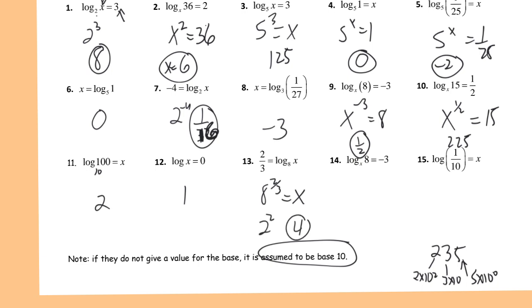Okay, and then next one, x to the negative 3rd is 8. It's going to be a half. I think you already did that question. And then this one, 10 to what power is 1/10? It's negative 2. Okay. So, oh, I lied. Let's make that negative 1. Okay.